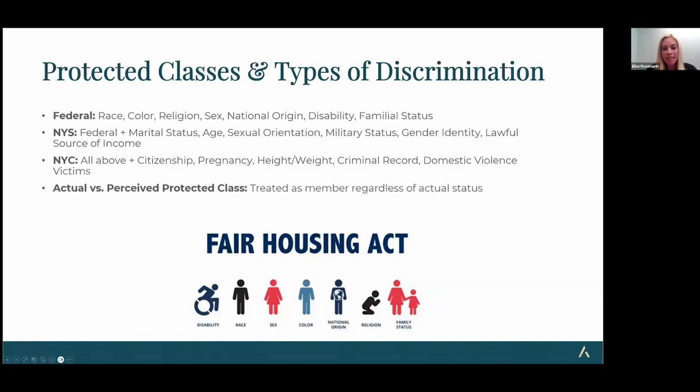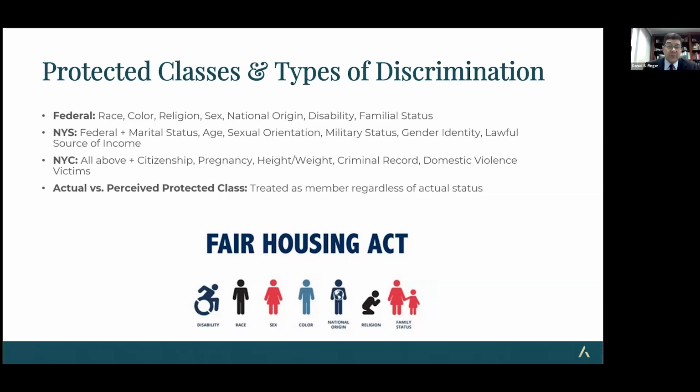Great. And then as far as protected classes and types of discrimination, can you share a little bit about that? Sure. There's the federal level, the state level, and the city level, and outside of New York City, it would be the county level. On the federal level: race, color, religion, sex, national origin, disability, familial status. The state level has all that, plus marital status, age, sexual orientation, military status, gender identity, and lawful source of income. And on the city level: citizenship, pregnancy, height, weight, and criminal record, which is a new one.